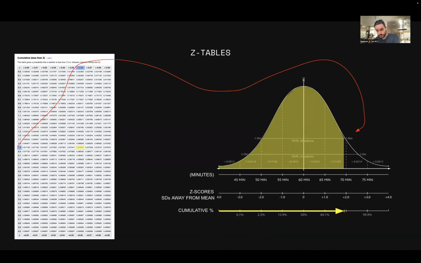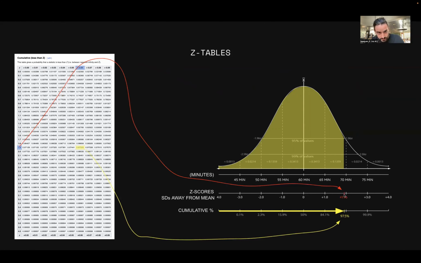Cumulatively, this area that we just marked accounts for 97.5% of all people who went to this Apple store. This is it. That's where I got the number 1.96 from. So this is how you convert the number 1.96, which is measured in z-scores, into the cumulative percentage of 97.5.